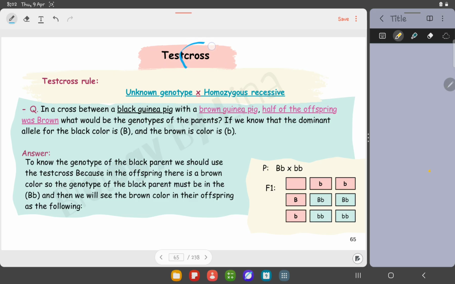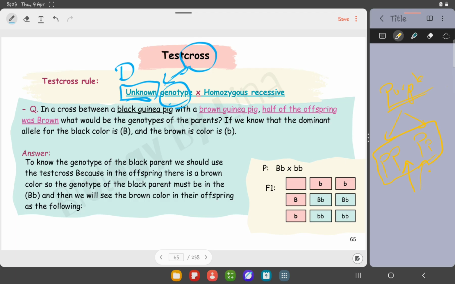What is a test cross? It's a cross that's used to determine the genotype of an unknown dominant trait. So we have a phenotype of a dominant trait, for example a purple flower. This is a dominant phenotype, and we don't know if this purple flower is capital P capital P or capital P small p. In order to know which one it is, we will do the test cross for it.